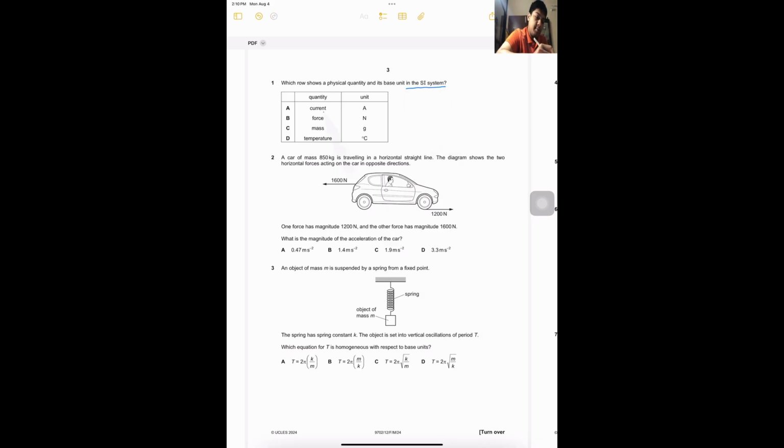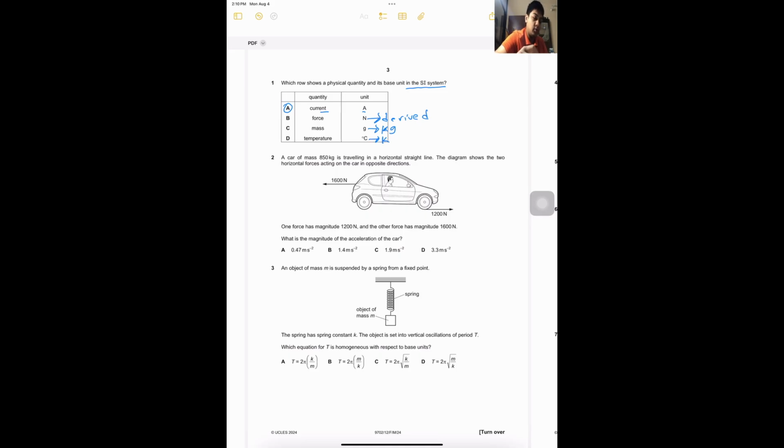Current, ampere. Okay, so I can already see that this could be the answer. Let's check. B, force, Newton. So this is a derived quantity, so this cannot be an SI unit. Mass is a base quantity, but its SI unit is kg. Same with temperature, its SI unit is Kelvin. So answer is A.